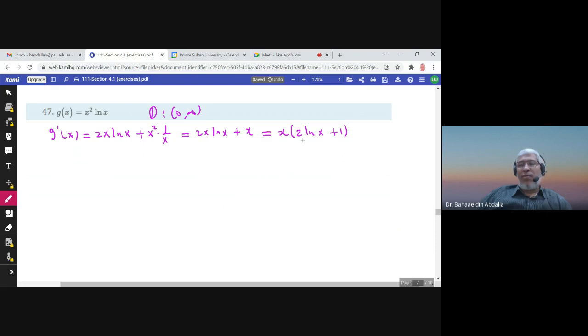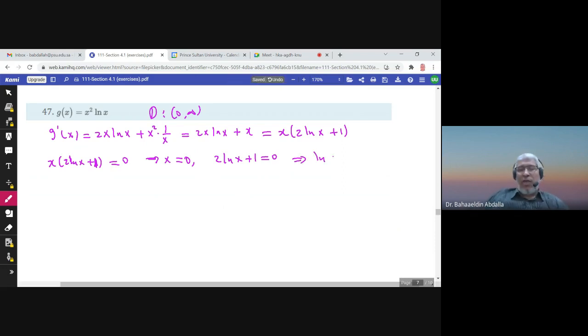Now, g prime does not exist if x is 0 or negative, but these values are not in the domain, not accepted. So we will deal only with g prime equals 0. So let us put x times (2 ln x plus 1) equals 0. So either x is 0, so this is one solution, or 2 ln x plus 1 is 0. And we have to solve this equation.